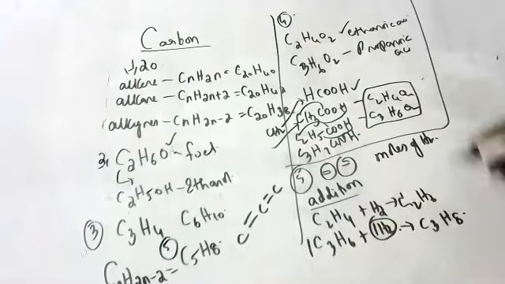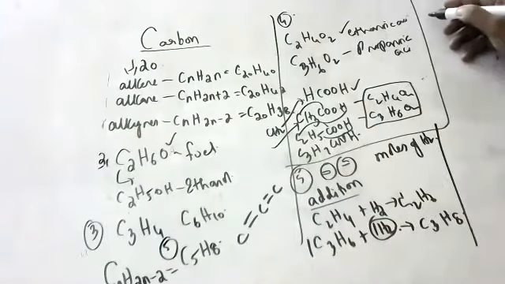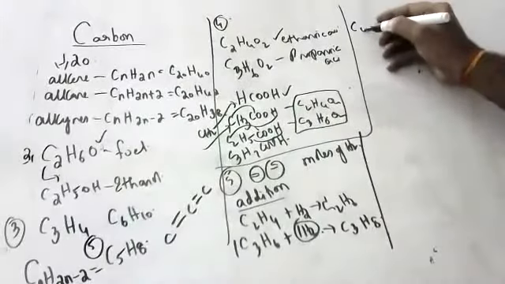Those who did not understand, one more example. What is the next alkene, children? Let's see here. C4H8.